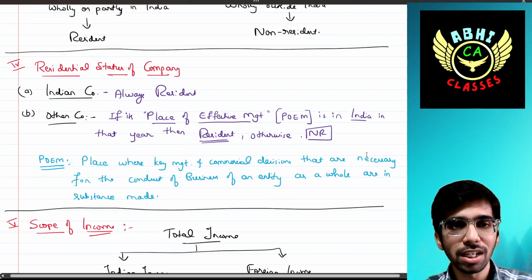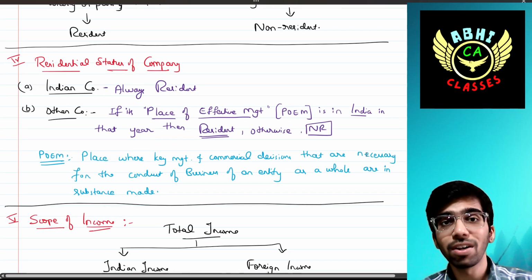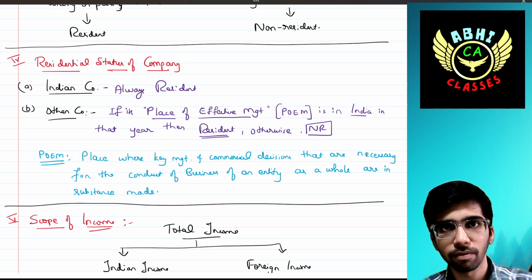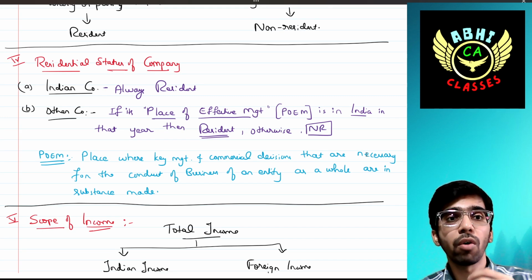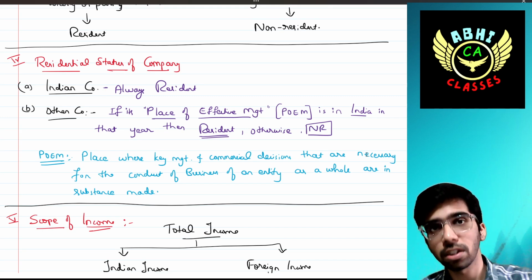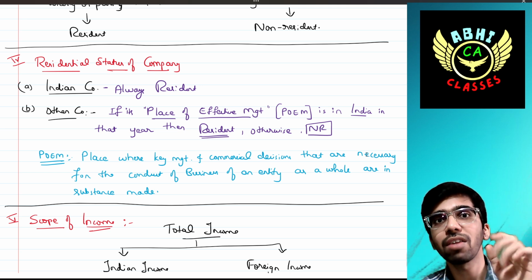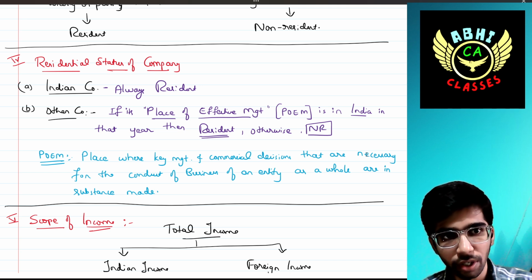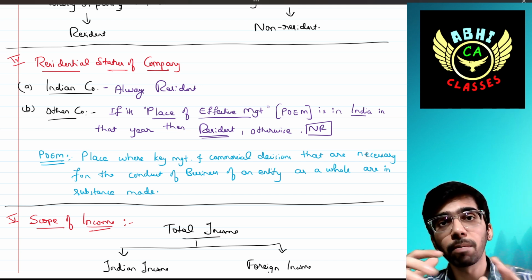Simple. Next, residential status of company. If it is an Indian company, then it is always resident. What do you mean by Indian company? We have discussed it in the basic chapter, and hence it is treated as very important from the exam perspective. The basic chapter is a foundation, right? Indian company is always resident, like resident individual, resident person.